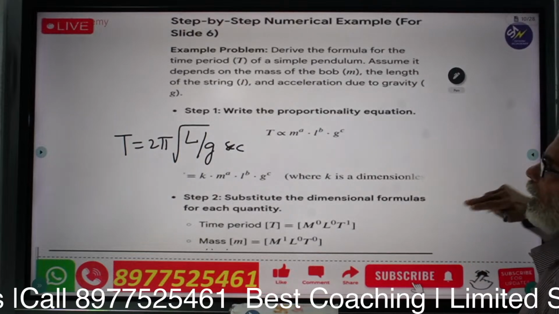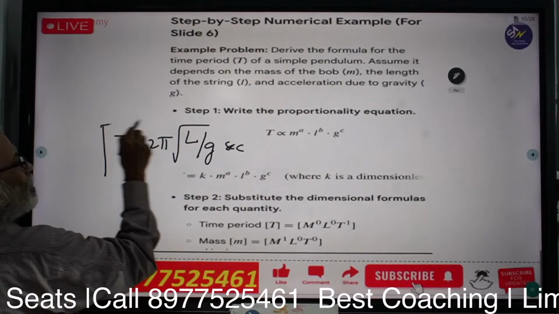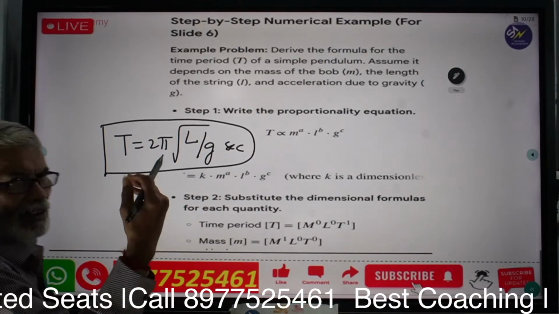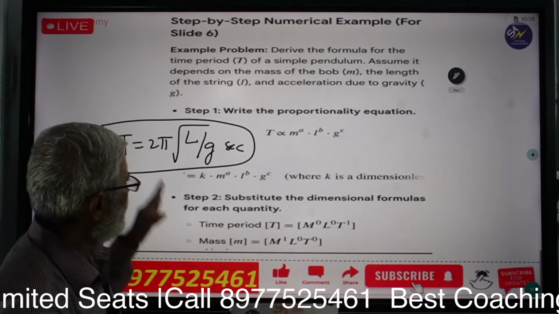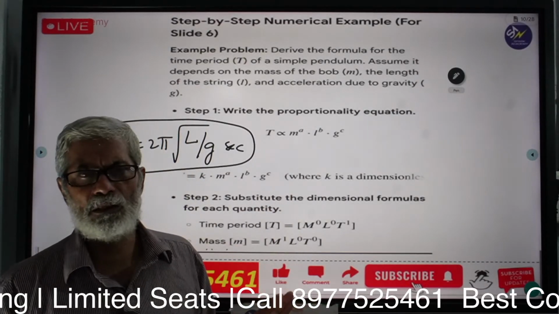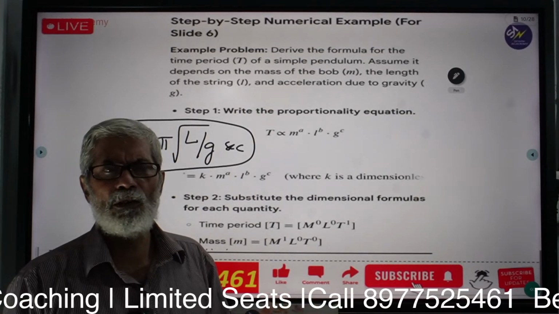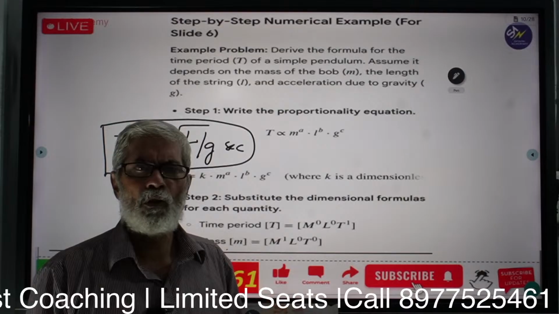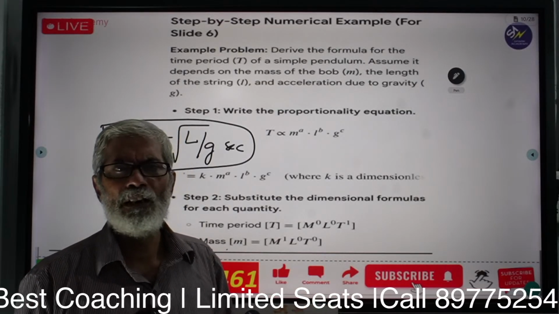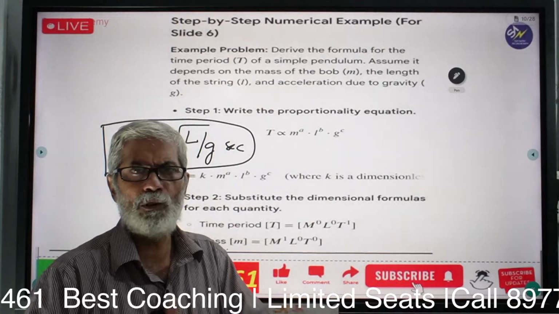Okay. And this is one, how to get a formula. How do you get this formula? This is the time period of a simple pendulum. On this time period of a simple pendulum, so many different types of problems are asked. Of course, in your physics lab, you found out the acceleration due to gravity, g is equal to 9.81 meters per second square, that in the lab you found out.